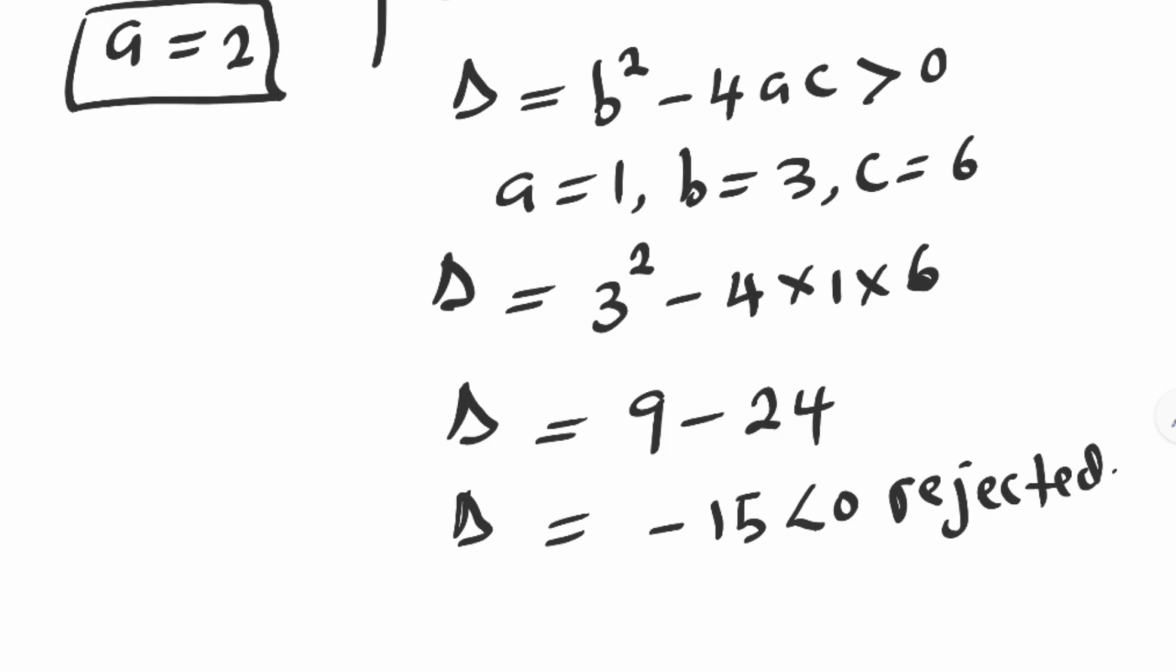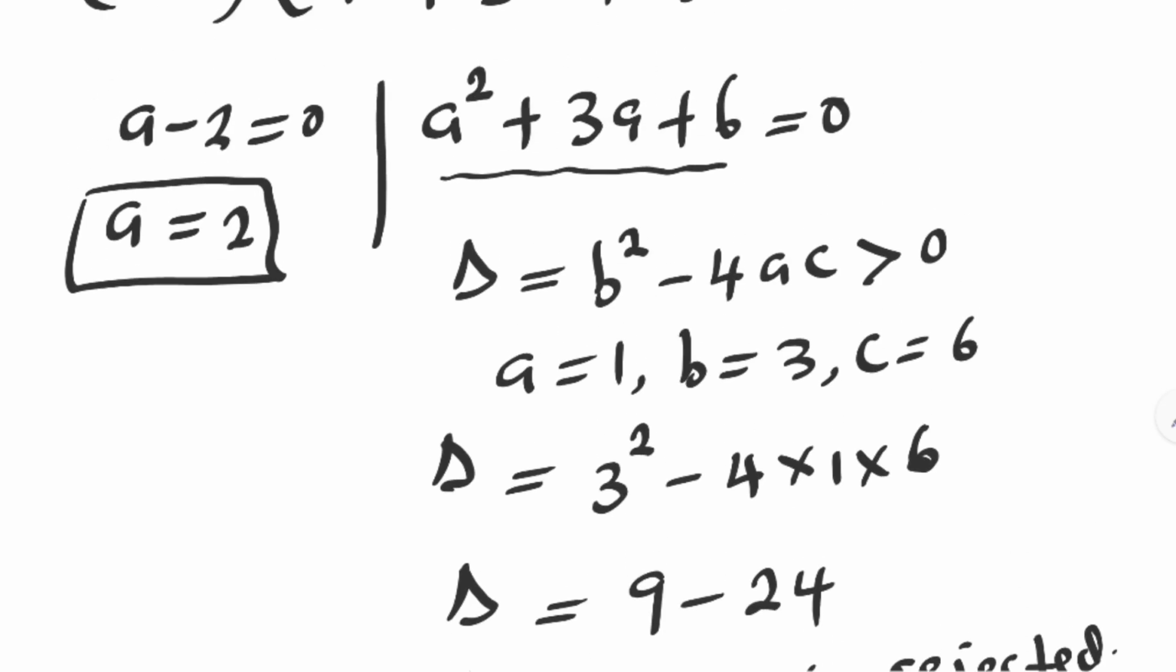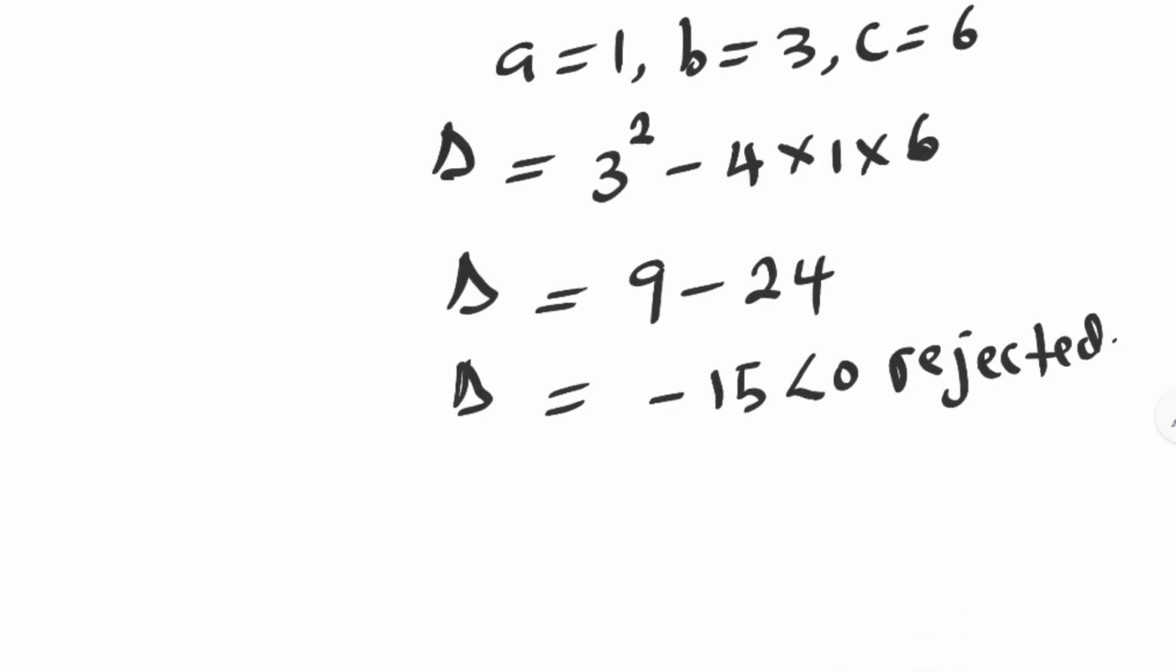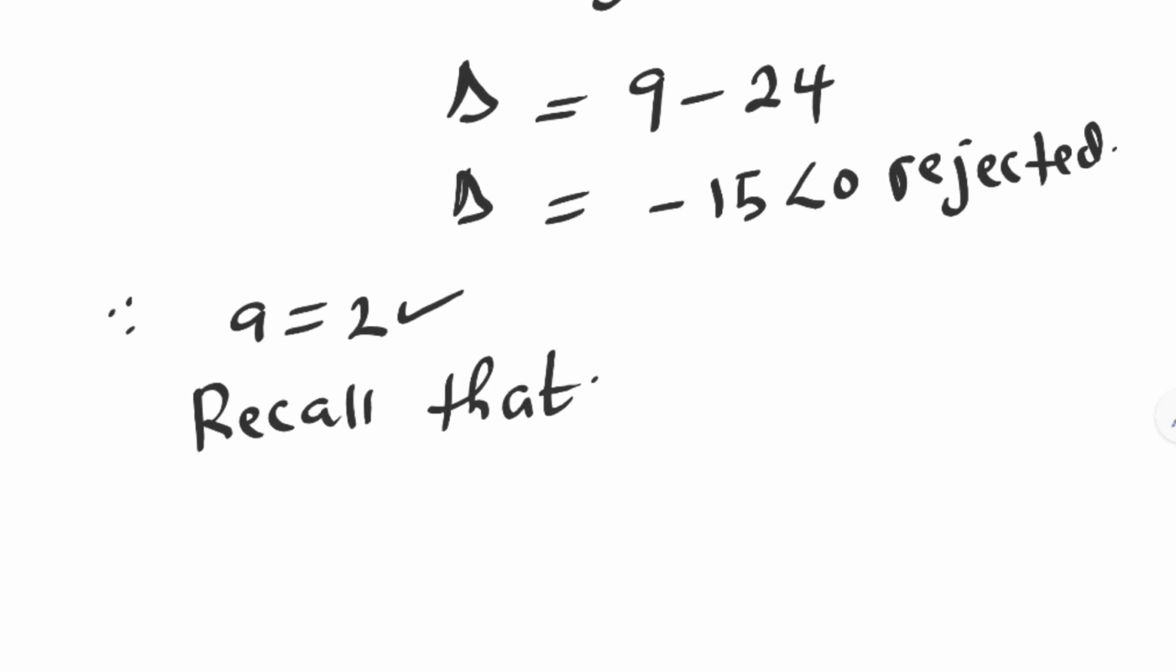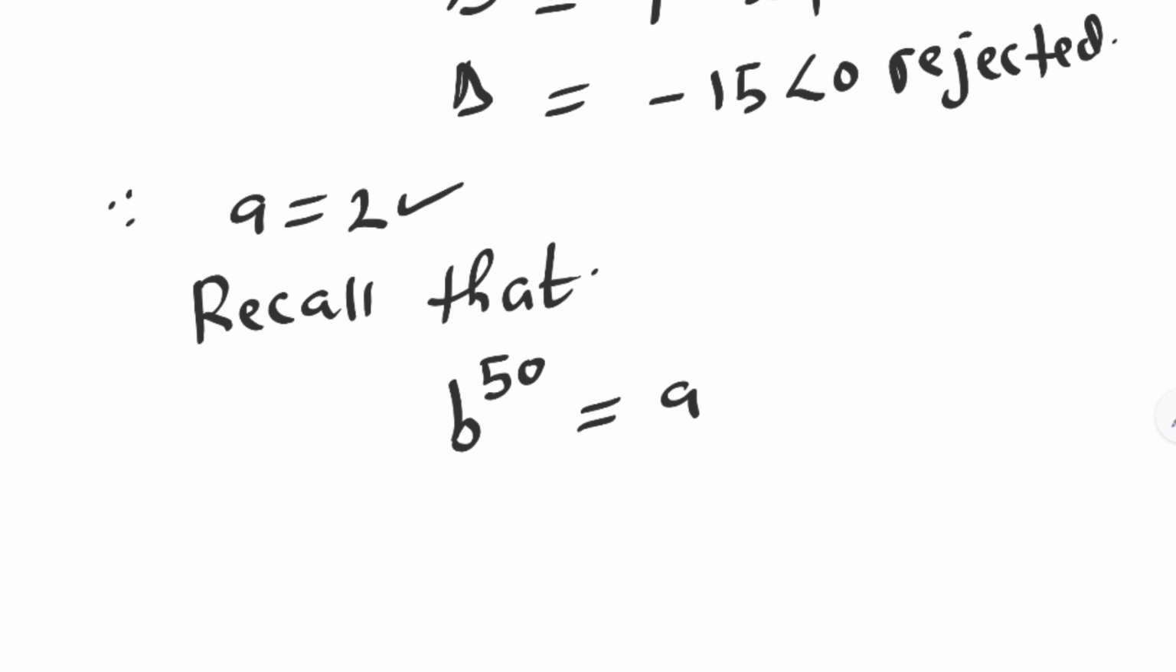And remember, we said b must be a member of real numbers. So therefore, the only real solution we have for a is equal to 2. Now we can solve this. A equal to 2. Now recall that b raised to power 50 is equal to a. Then b raised to power 50 is equal to 2.